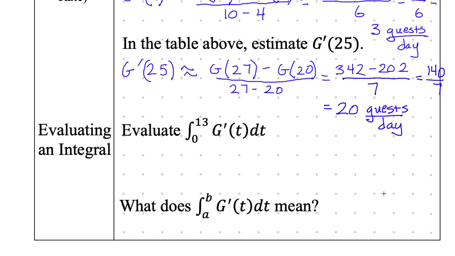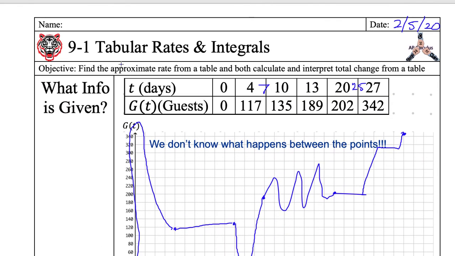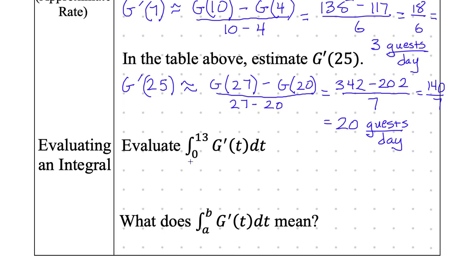So now we need to evaluate. That's the first part of the objective, right? First part of the objective, find the approximate rate of change. Check. Now we're doing the next two. We need to both calculate and interpret total rate of change. Calculate meaning find the mathematical answer, and then interpret meaning they'll say, what does this mean? And you'll have to say the right words for what it means.